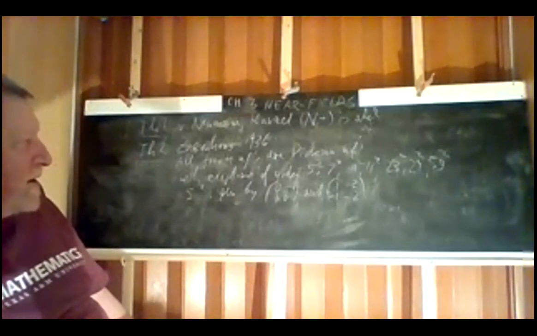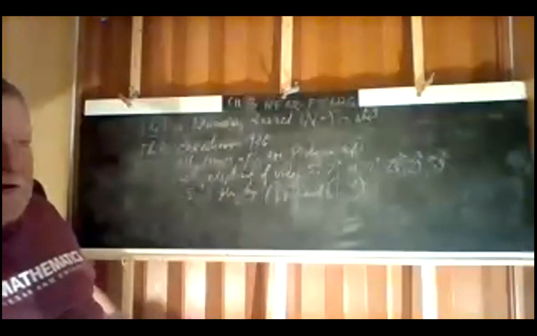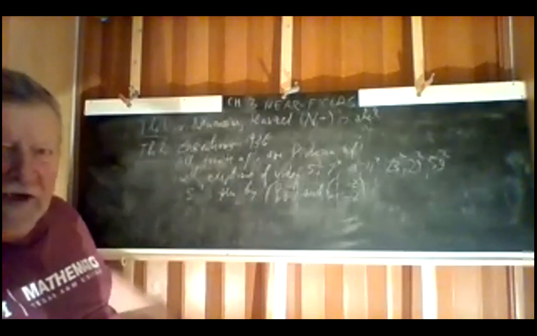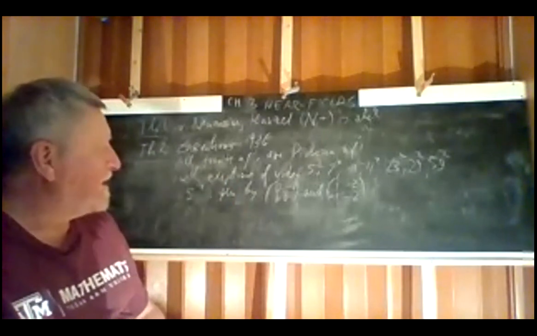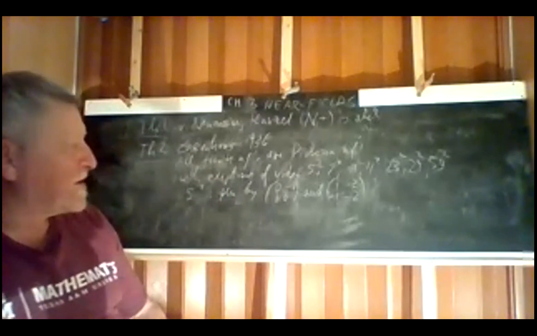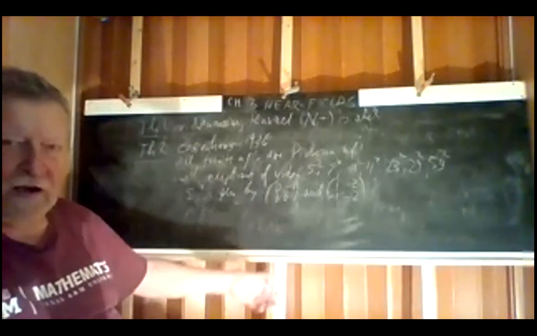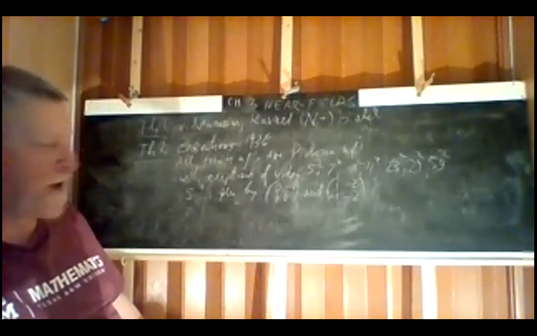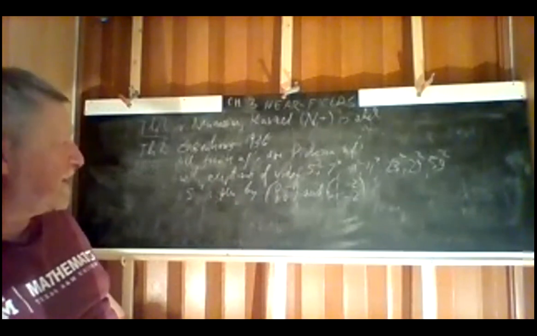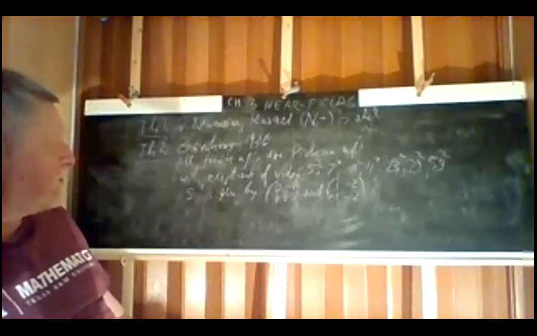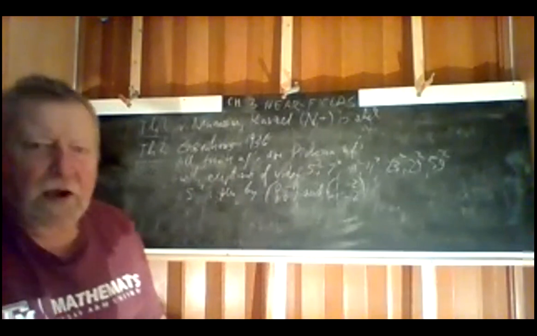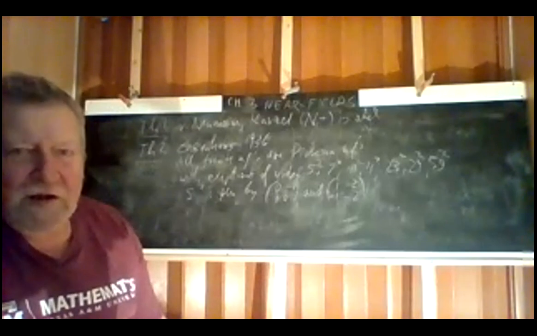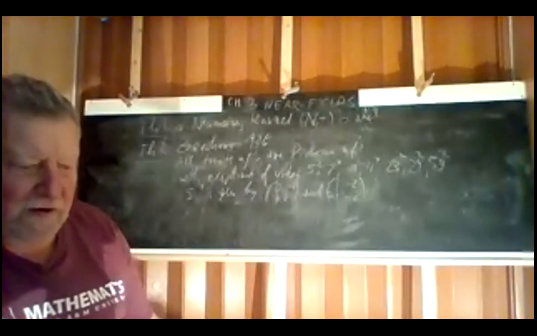Maybe it's a good idea to introduce also the concept of the characteristic. It's defined in the same way as for fields. Characteristic is the smallest integer n, such that n times every element is 0, and n always turns out to be a prime, same proof as for fields. And so all near fields can have characteristic a prime p, or they can have characteristic 0.